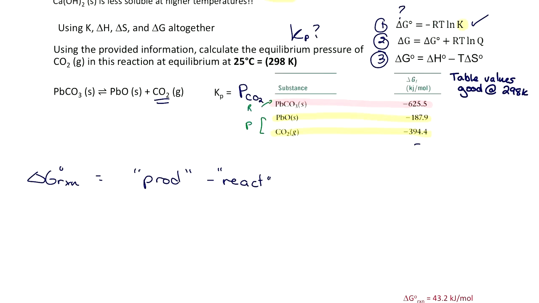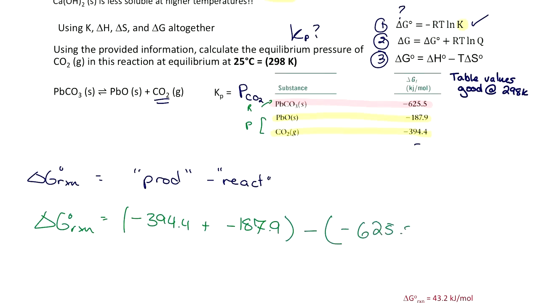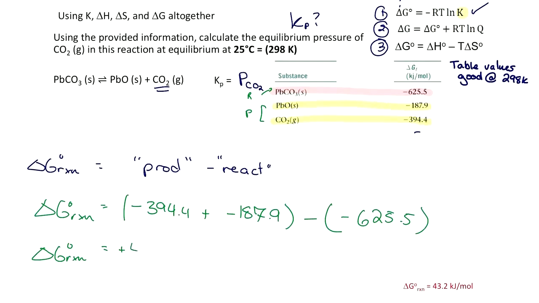So simply to get the Gibbs free energy change of this reaction, we are using these table values. Delta G of this reaction is simply negative 394.4, that is CO2. We're going to add negative 187.9. All of this is in kilojoules, and everything's a 1-to-1 ratio, so that's nice. Minus all of the reactants, but we only have 1, minus 625.5. Perfect. So this is our Gibbs free energy change for this entire reaction, and I have it down there. It is positive 43.2 kilojoules per mole of this reaction. So it's an endothermic reaction.